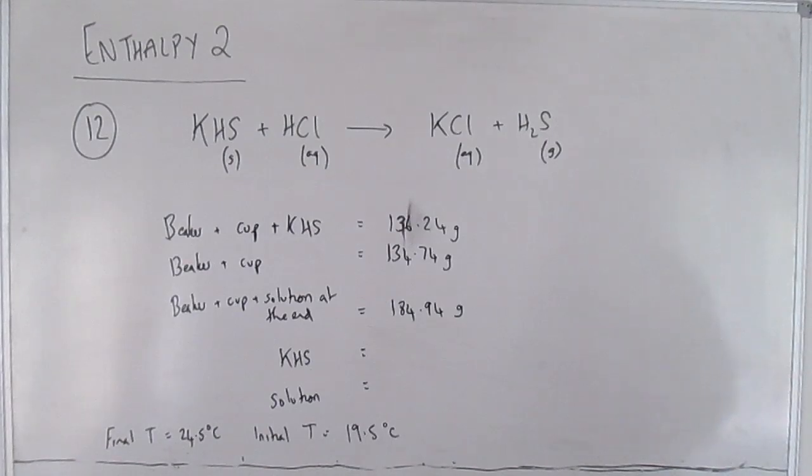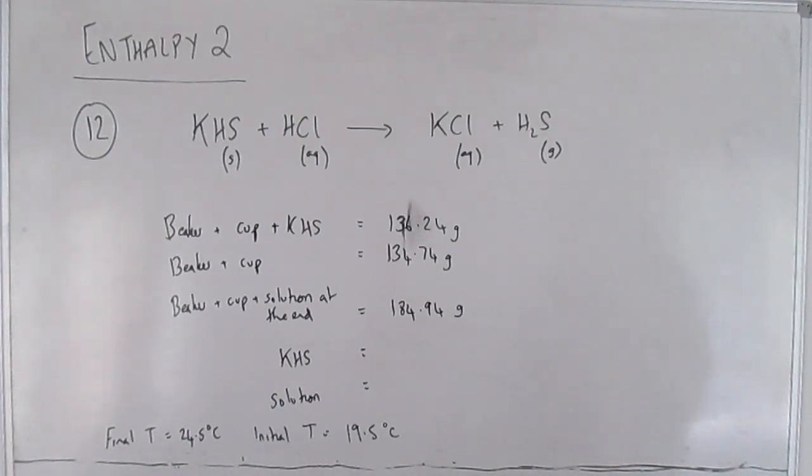So the first thing you need to get from this is to realise that you need to know how much KHS reacted, and you need to know what the mass of the solution at the end was, and you need to know those in order to calculate delta H for the reaction.